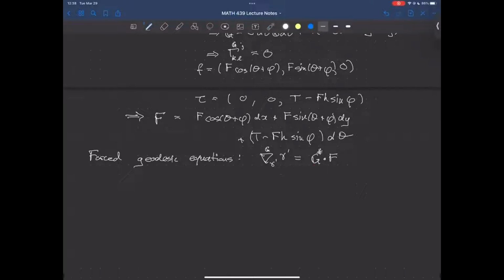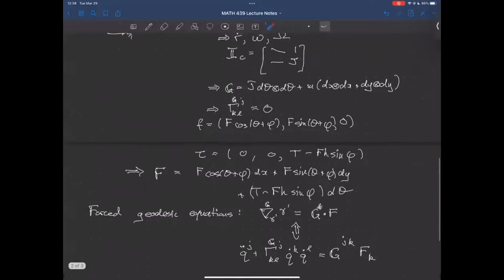Okay, and so in coordinates, these equations look like q double dot J plus Gamma^J_KL q dot K q dot L is G^JK F_K. Right, and so it's this thing that we don't know, and we get that by, remember that last time we talked about it, to get G super JK instead of G sub JK. So G sub JK are the coefficients that we read off here. G super JK, the matrix for that, is just the inverse of the matrix for G.